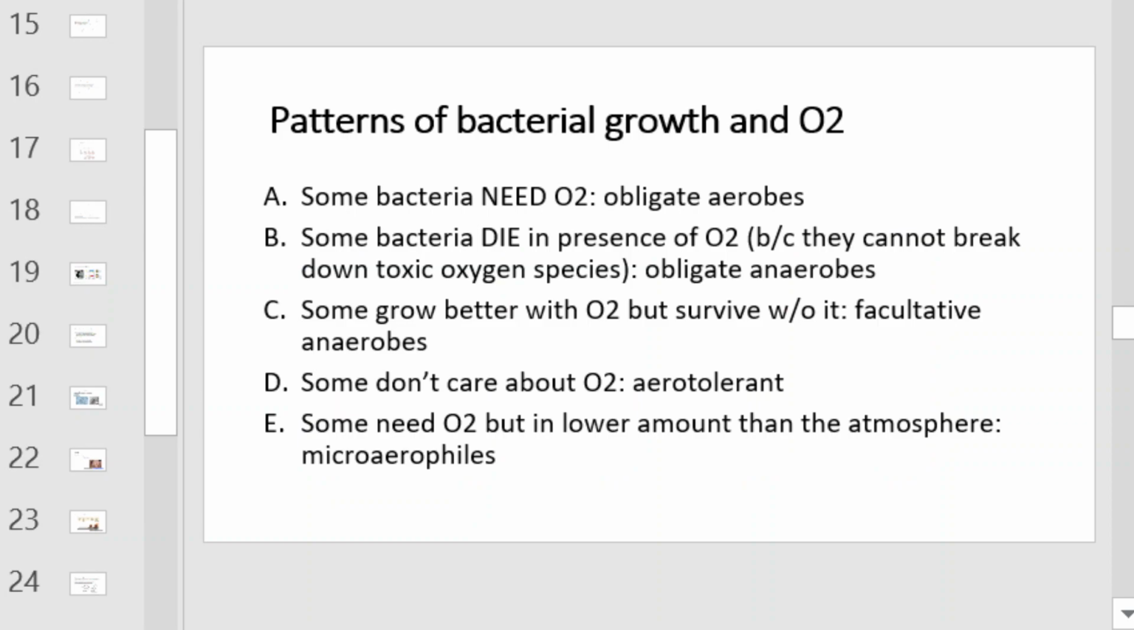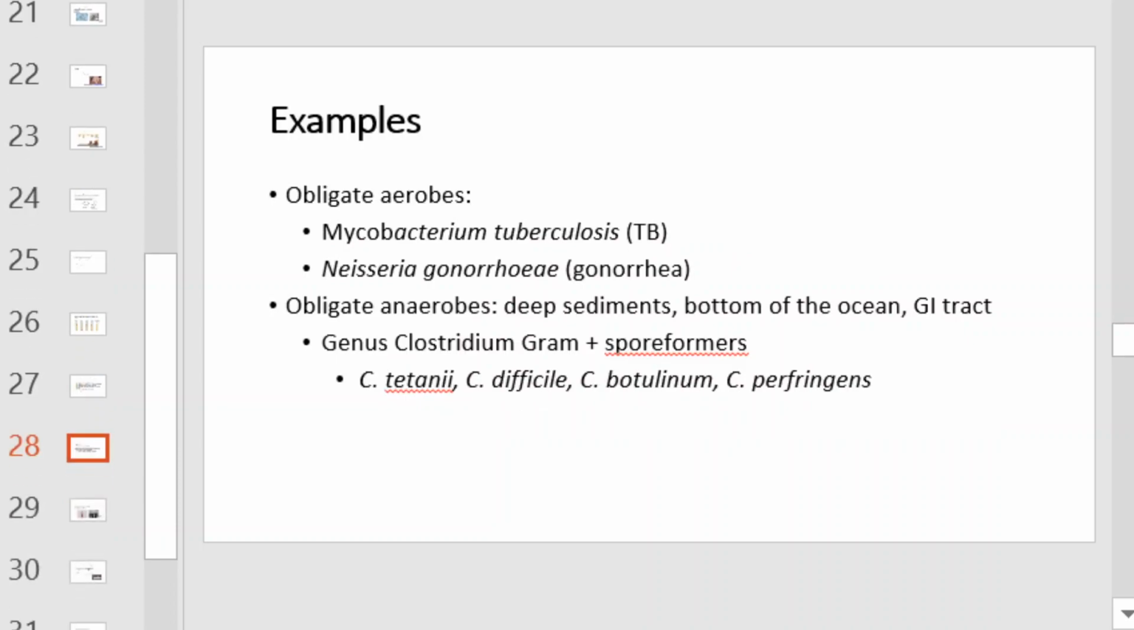This slide summarizes each of the aforementioned test tubes. Some examples of organisms that fall into each category are listed here. Obligate aerobes include things such as Neisseria and Mycobacterium. Obligate anaerobes include organisms from the genus Clostridium.